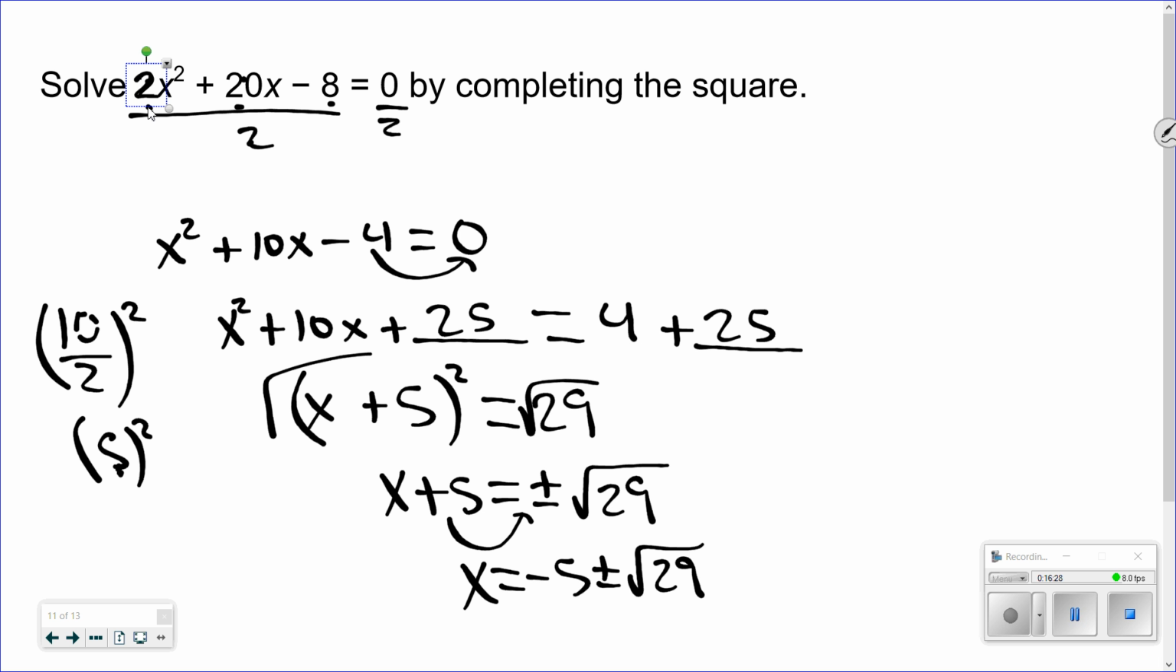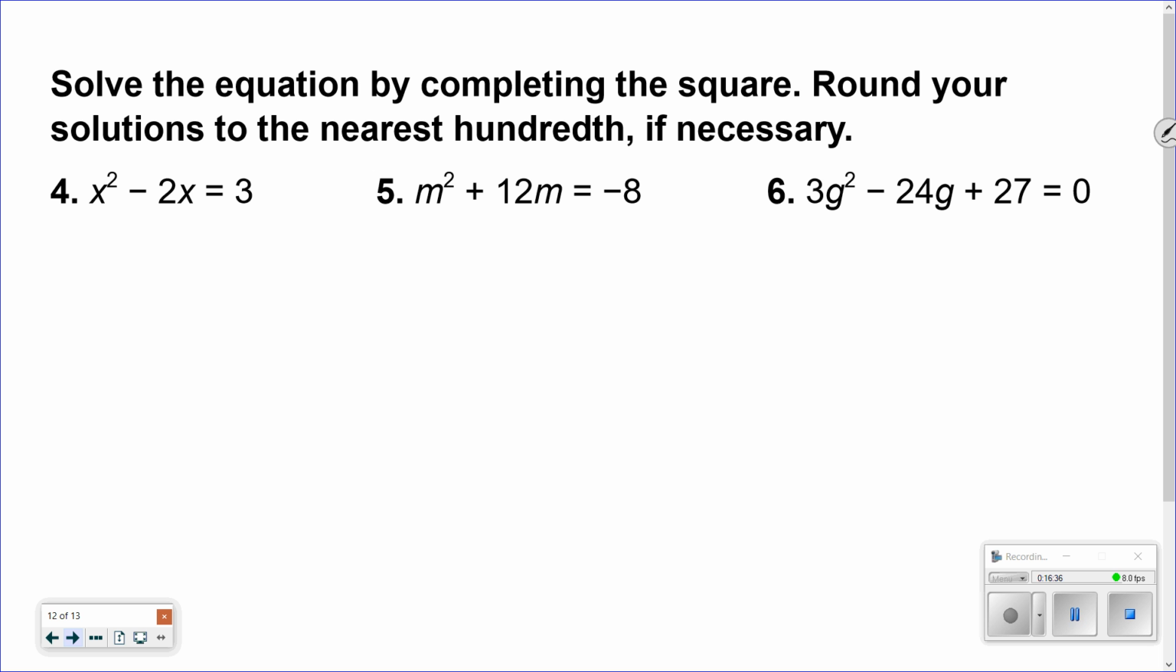Now, remember, that's two answers. I have negative 5 plus the square root of 29 and negative 5 minus the square root of 29. Let's just do one of these. I want you to try one more just to finish here. Let's have you do number 5. So pause the video, try number 5. Come back and I'll run through it with you, just to do one final problem to make sure we get it.